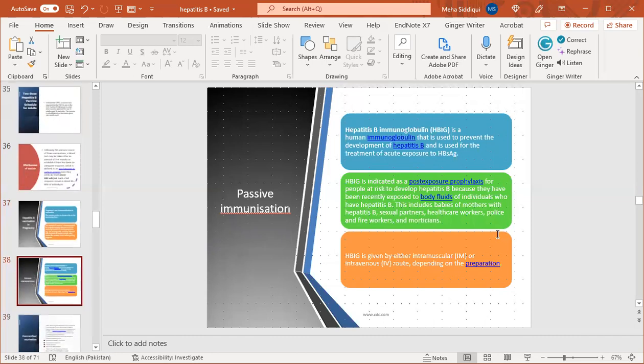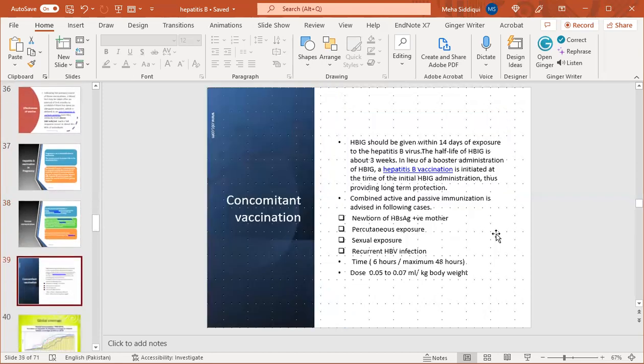Passive immunization. Hepatitis B immunoglobulin is a human immunoglobulin that is used to prevent the development of hepatitis B and for the treatment of acute exposure to hepatitis B surface antigen. It is indicated as post-exposure prophylaxis for people at risk to develop hepatitis B because they have been recently exposed to body fluids of individuals who have hepatitis B. This includes babies of mothers with hepatitis B, sexual partners, health workers, police and fire workers, and morticians. It is given by either IM or IV route depending upon the preparation.